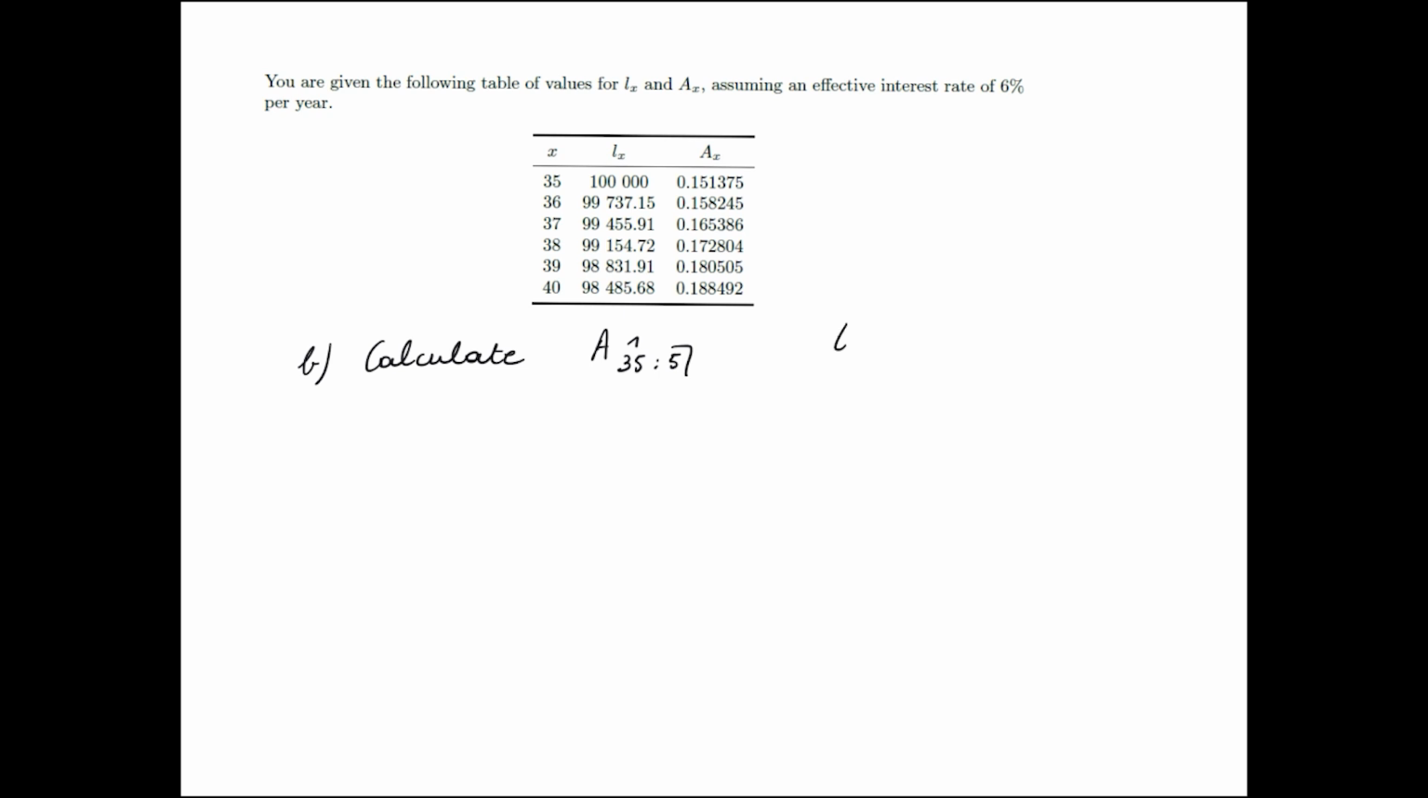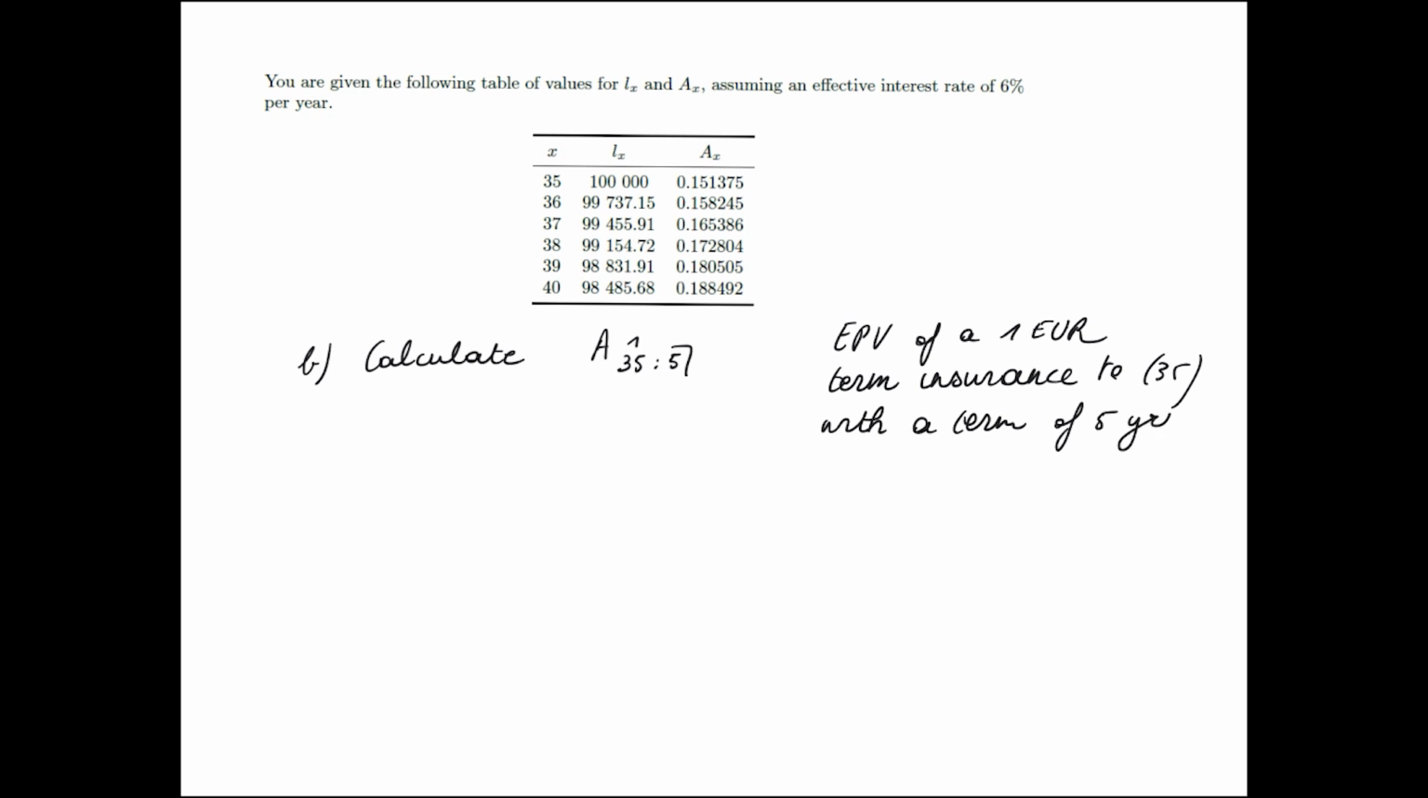So this is the EPV of a €1 term insurance product issued to a 35-year-old with a term of 5 years, with a duration of 5 years, right? And it's a discrete time product. Okay, so then we know how we can value this using what we learned in the course. More specifically, we're going to use the connection between the EPV of the whole life insurance and the term insurance.